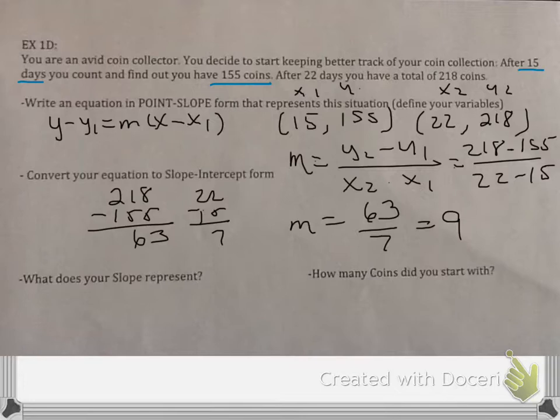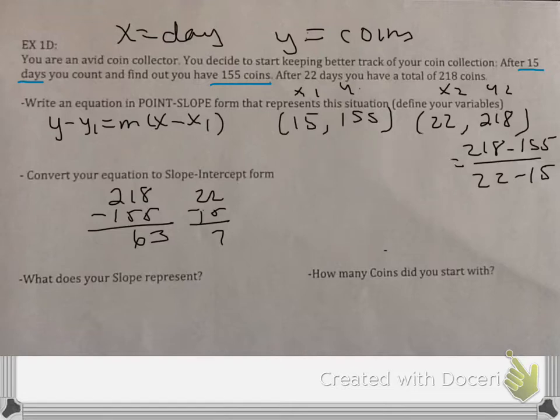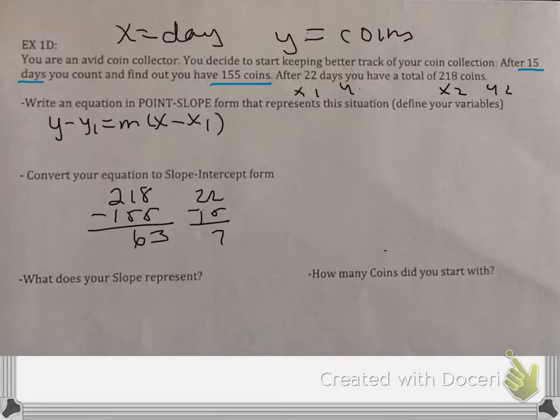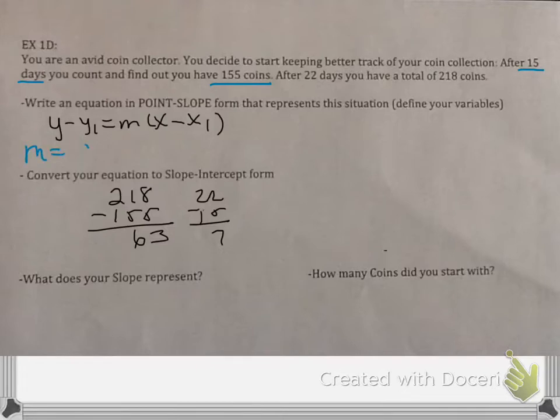Again, I picked 15 days, 155 coins, and 22 days, 218 coins, as my points, as long as I keep my coins and my days consistent. I labeled my days as x and my y became my coins, and I have to keep it this way for both points so I don't lose track of it. I'm going to erase this part because we know the slope is 9. We're going to say m equals 9.